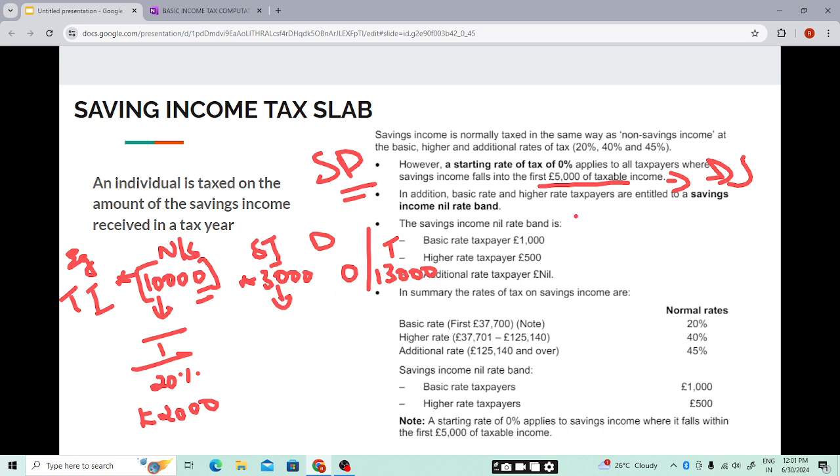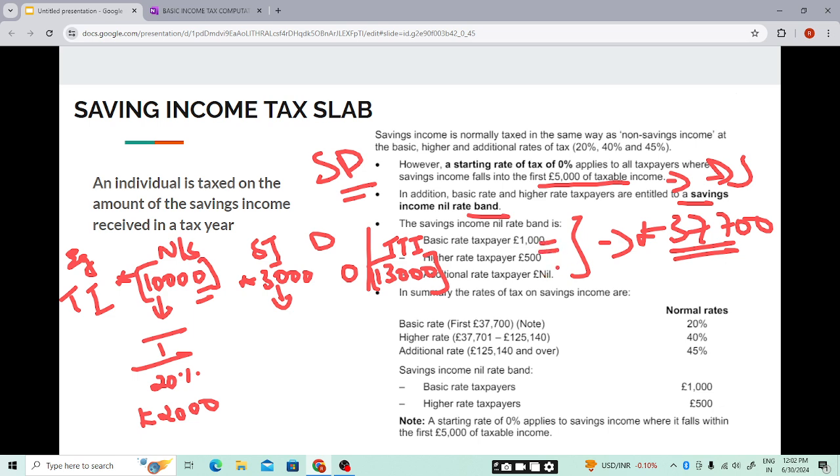Now we will be moving to the saving income nil rate band. What is the saving income nil rate band which will be available? First we need to decide what type of taxpayer he is. To determine that, we need to see the total taxable income. The total taxable income for the individual is 13,000. This is within the basic rate limit, that is £37,700. So he is a basic rate taxpayer, so he will be getting a nil rate band of 1,000. So on this 3,000, 1,000 will be taxed at zero rate, so zero tax.